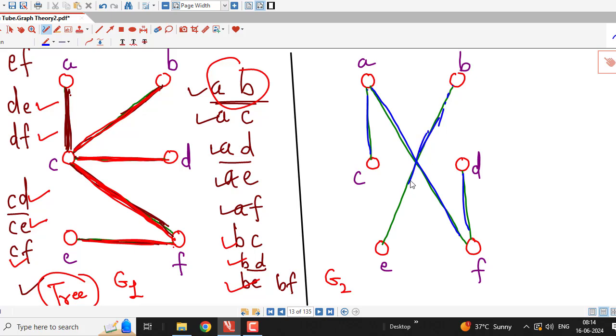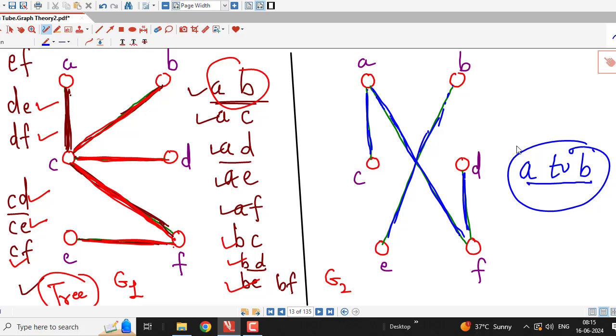B is reachable from this vertex E. So there is no path from A to B. I cannot reach A and B from each other. You can see I can go from A to F, or I can go from A to D and from A to C, but I cannot reach B from A or A from B. So therefore this graph is not connected, and therefore it is not a tree.